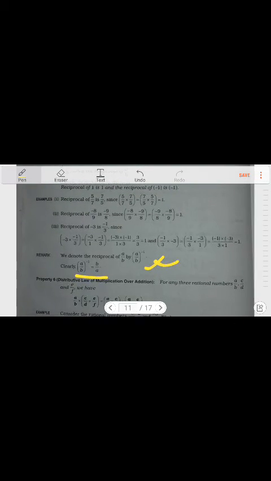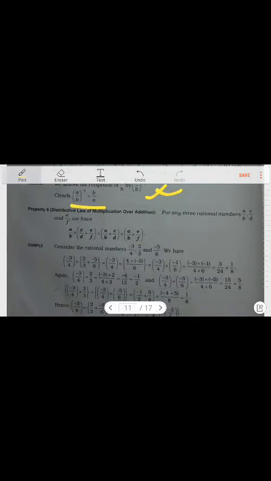Students, if you see below, there is the sixth property. Several properties of multiplication are there. Let's see and understand it. That is the distributive law of multiplication over addition. For any three rational numbers, A by B, C by D, and E by F, what happens?